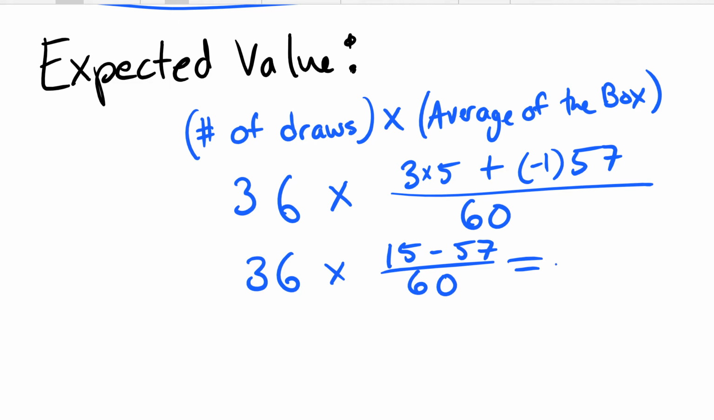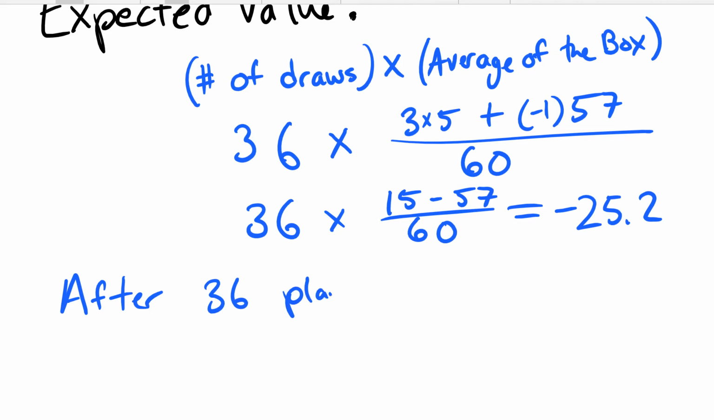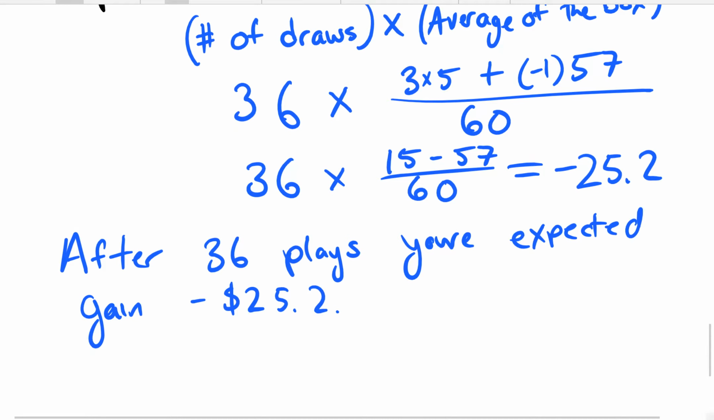Our expected value is negative 25.2. That means after 36 plays, your expected net gain is negative $25.20. That means you're expected to lose $25.20.